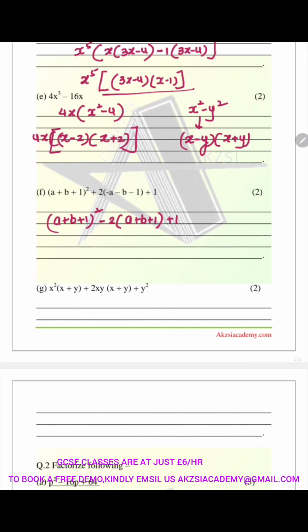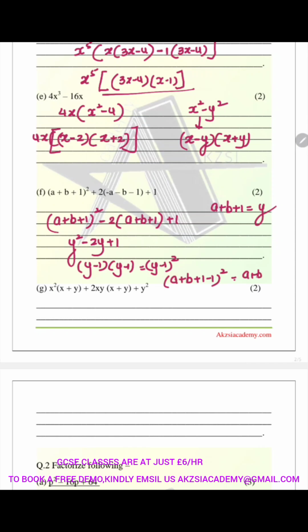And as I told you, it seems to be an apparent quadratic, a hidden quadratic, so I can assume a + b + 1 as y. So this turns out to be y² − 2y + 1. Sum is −2, product is 1. That means the two numbers are −1 and −1. So (y − 1)(y − 1) is (y − 1)², and putting back y inside it, (a + b + 1 − 1)². That means (a + b)² is your final answer.